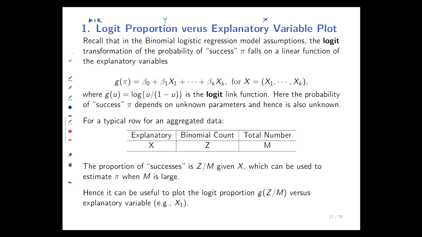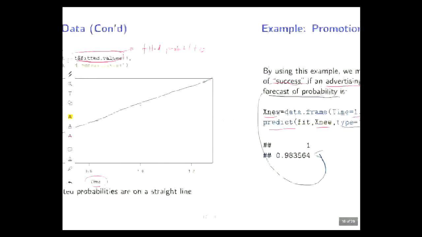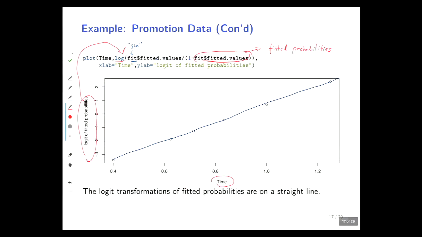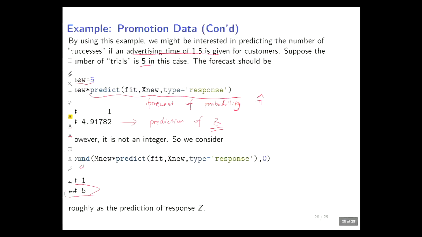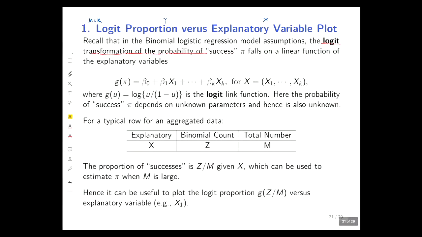The idea for this plot is actually from the model, because in the model, we have the logit transformation of the probability of success falling on this linear function of the explanatory variable. That's exactly the model. And we have shown this kind of linear relationship in the modeling, so this is from the model. So it should be a straight line, because the model is a straight line. If the model is true, we should have this kind of observation.